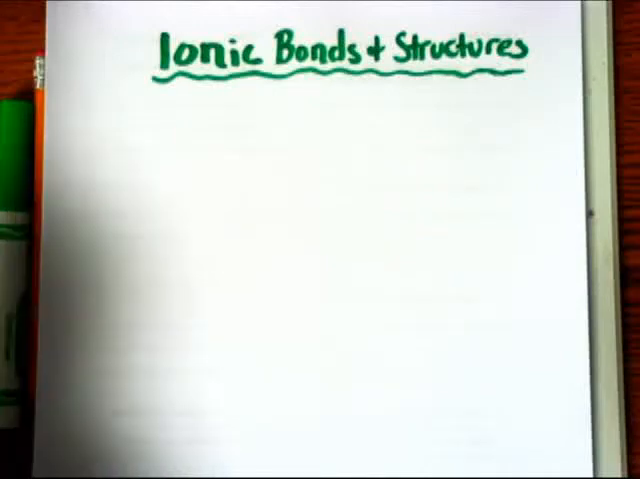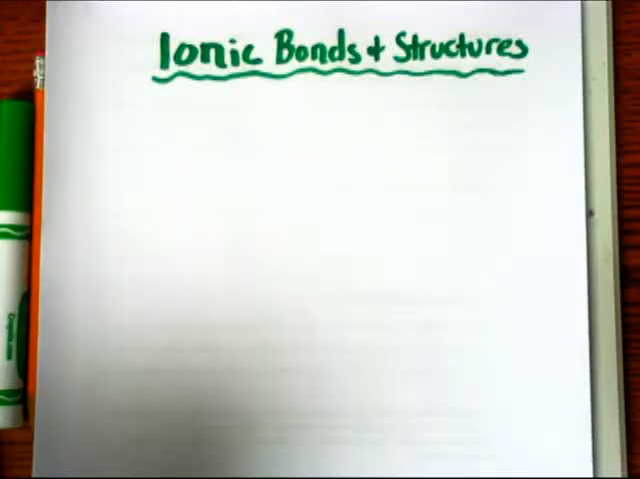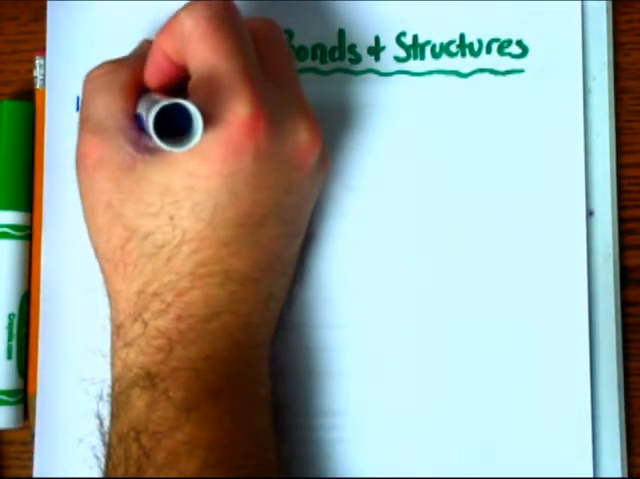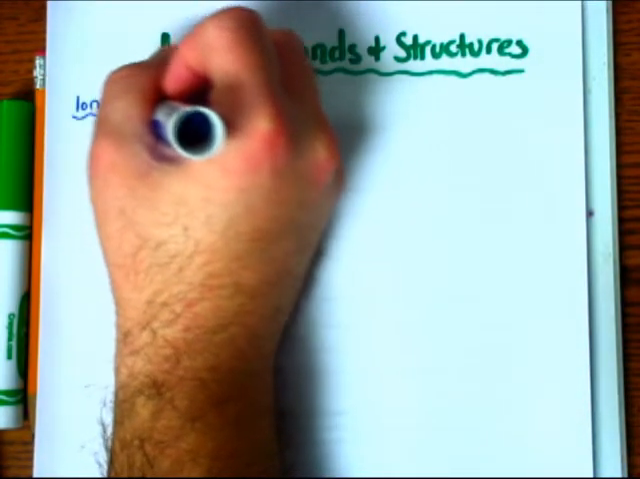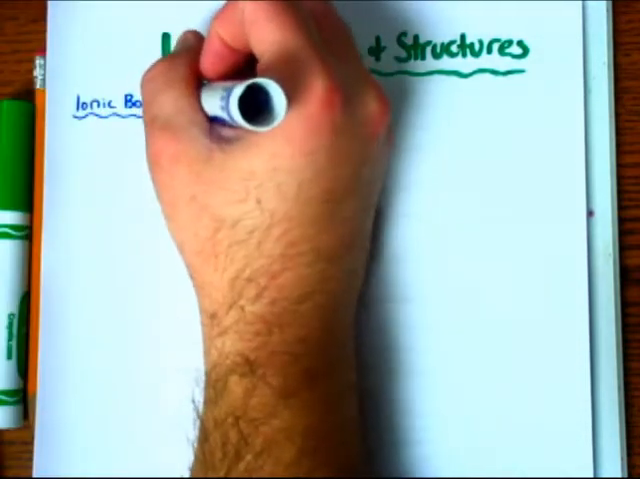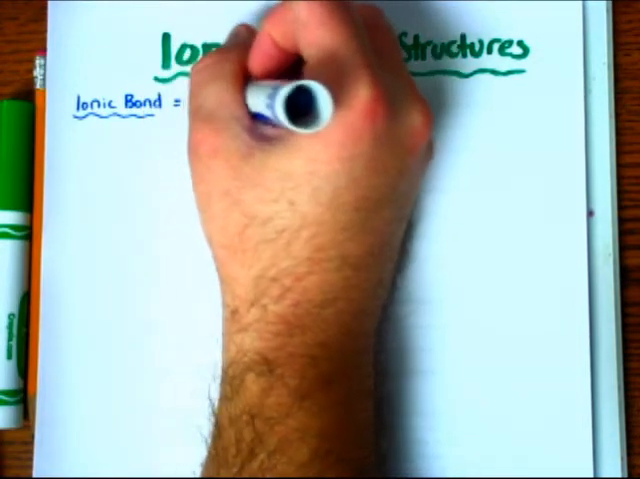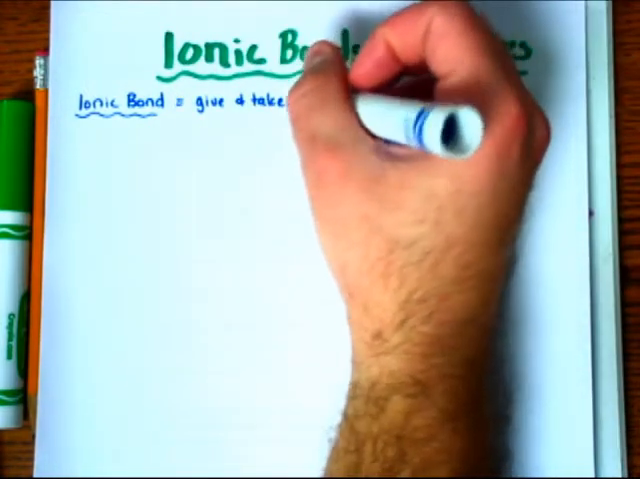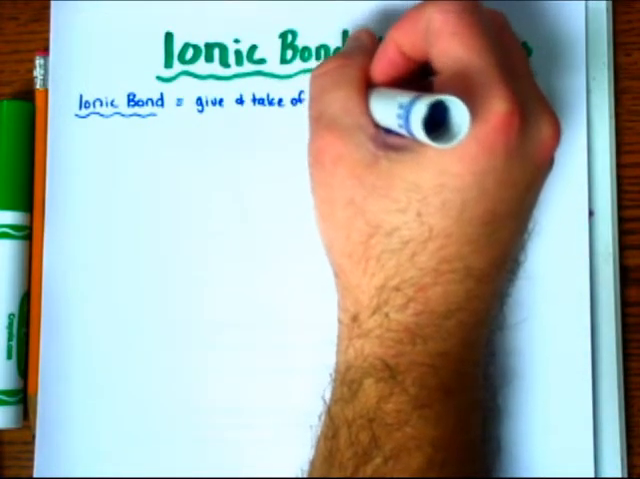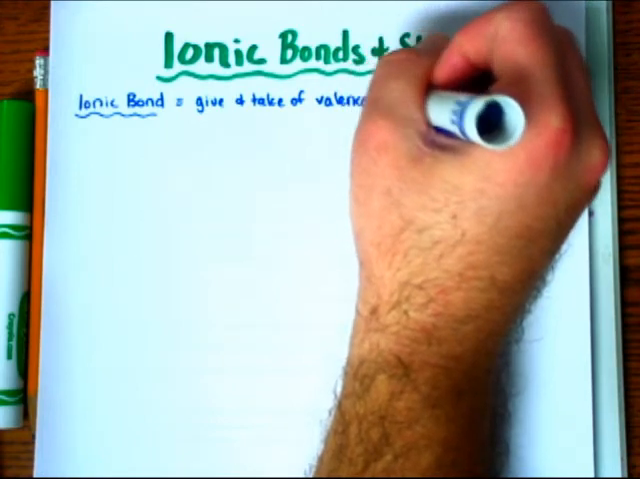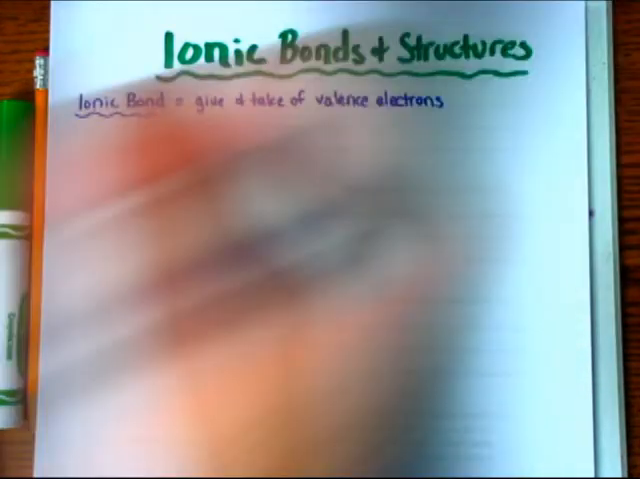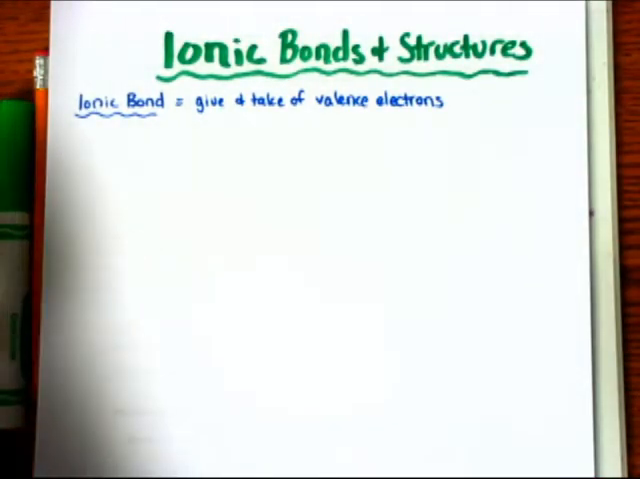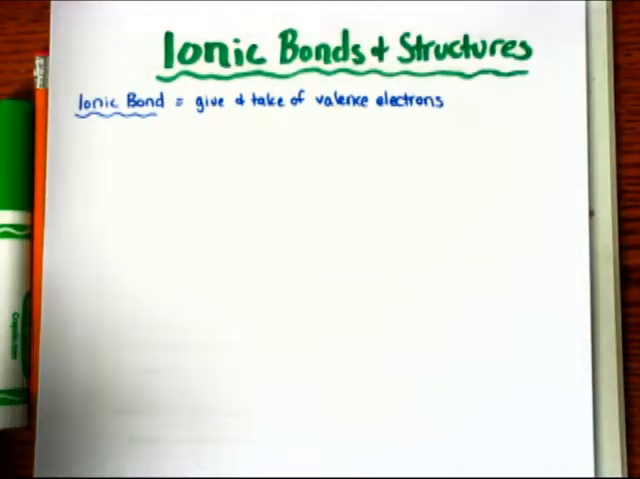From yesterday's lecture, what did we learn that an ionic bond was? It is where valence electrons are taken and given. Okay, so this is a give and take of valence electrons. Speaking of give and take, who usually is doing the giving? Is it metals or nonmetals that give?